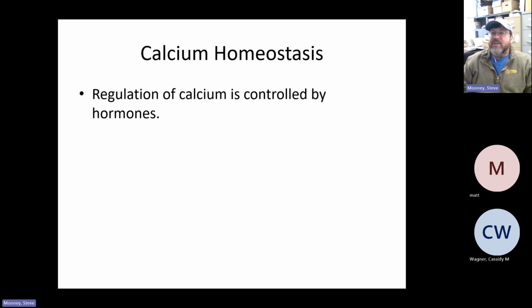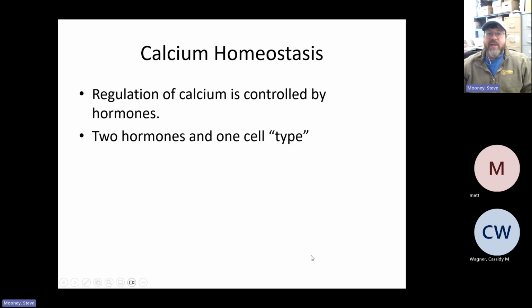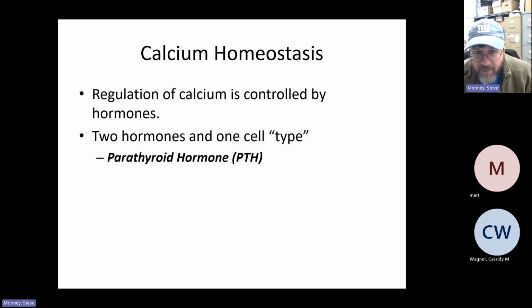So regulation of hormones, calcium homeostasis, we brought this up last time. We're dealing with two hormones and one bone cell type. That bone cell type is the osteocyte. So the first hormone we'll deal with is parathyroid hormone, often abbreviated PTH. So the P, the T, and the H.